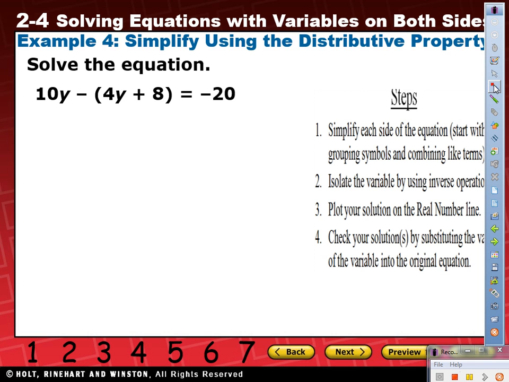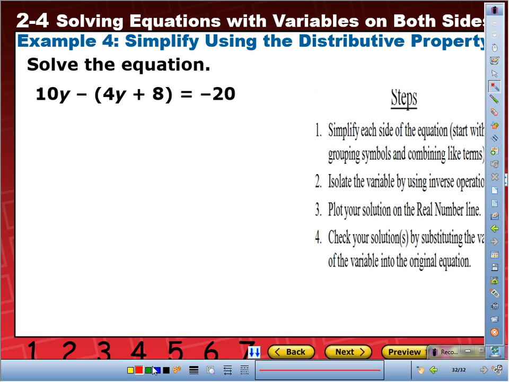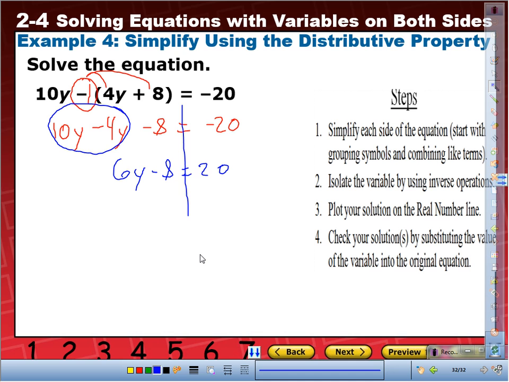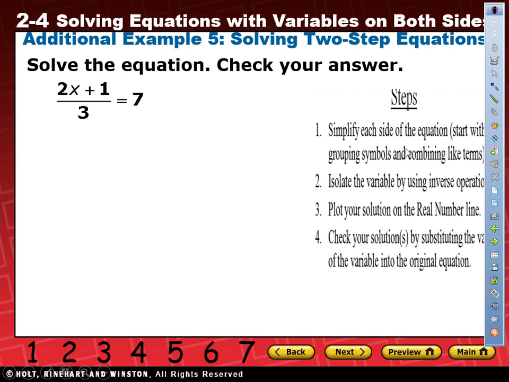And this one, I just wanted to revisit. On this one, there's an invisible 1 here, so this is -1. We distribute this. This becomes -4y minus 8. I bring down the 10y, that equals -20. From there, can I combine like terms? Yes, that is 6y minus 8 equals -20, and we know what to do from there. Is that correct?